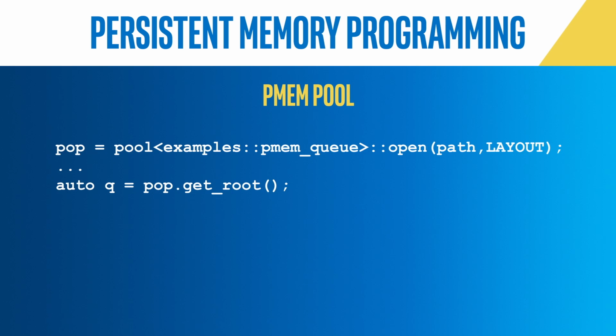When our example program opens the pmem pool, it provides a layout name, which is just a string used by the program to name the contents of the pmem pool. The layout name is checked to ensure it matches the layout name used when creating the pmem pool. Our open call also includes the type of the root object. That allows the getRoot method I'm showing here to know the type of the root object when it locates it. After executing this line, the queue variable points to the root object in the persistent memory pool.